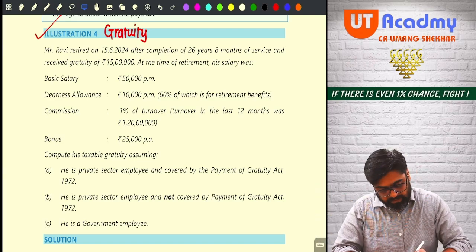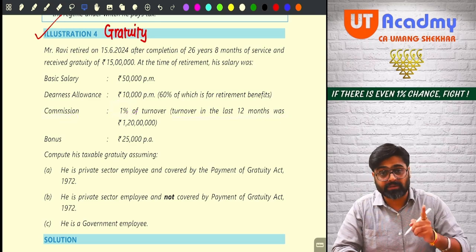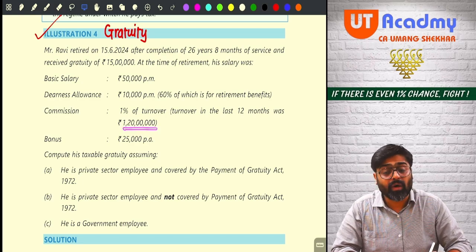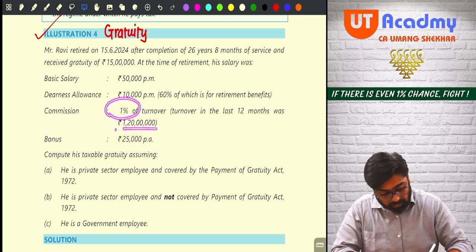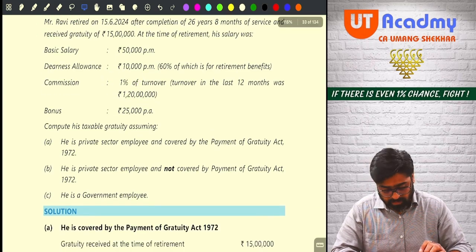Next, commission is 1% of turnover, and turnover in the last 12 months they have given: 1 crore 20 lakh. Of that, 1% will be what? Turnover commission. Bonus is given 25,000 per annum.